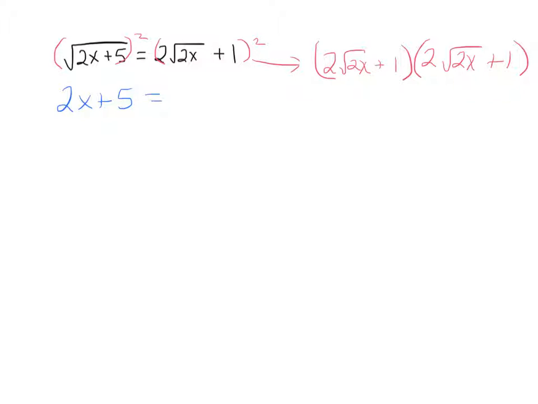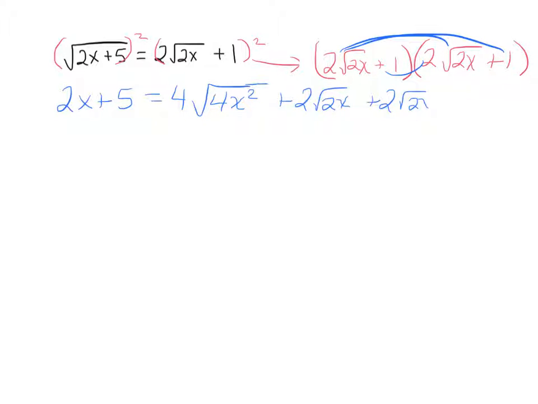So we'll do 2 root 2x times 2 root 2x, which is 4 root 4x squared. And then plus 2 root 2x plus 2 root 2x and plus 1. So this gets a bit messy. I need to simplify and combine terms and see what I'm left with. I'll just leave the 2x plus 5 alone for now.